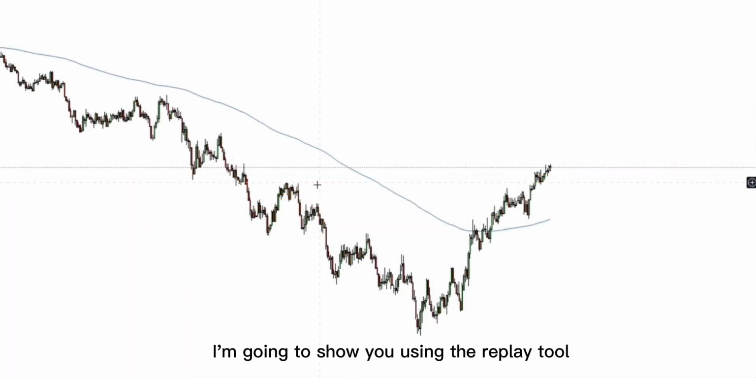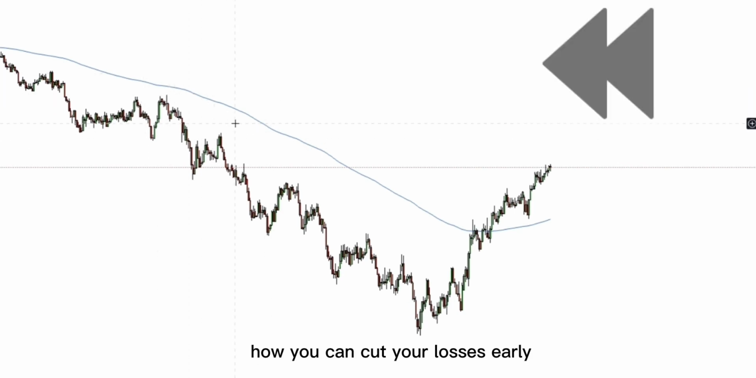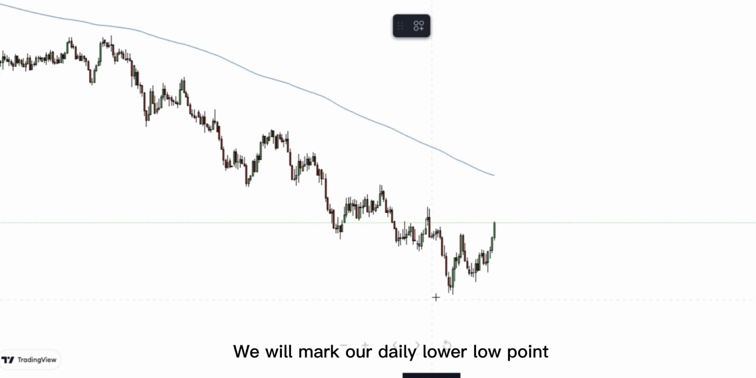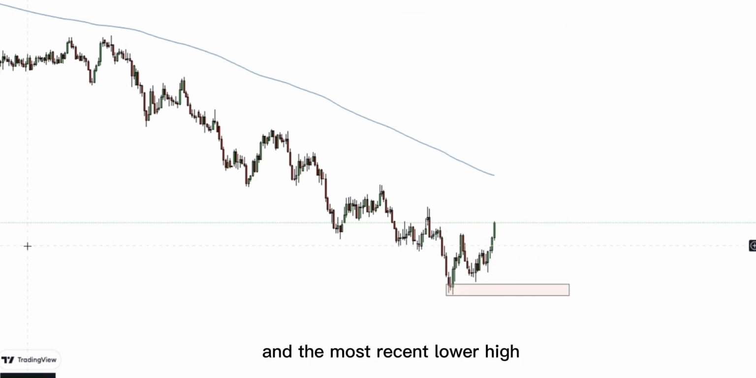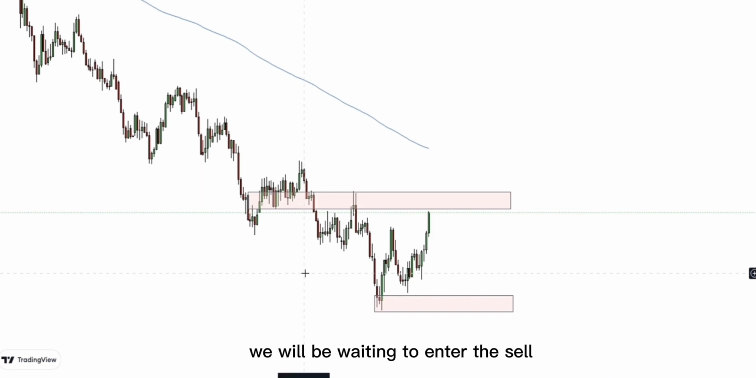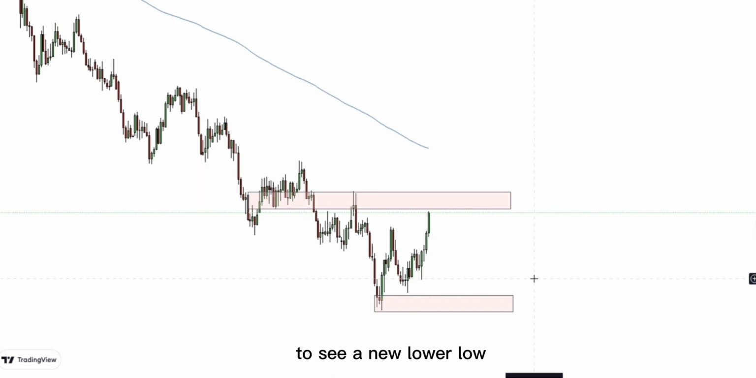So I'm going to show you using the replay tool how you can cut your losses early when you are proven wrong. We will mark our daily lower low point and the most recent lower high. That is our trading range. As trend traders, we will be waiting to enter the sell to see a new lower low.